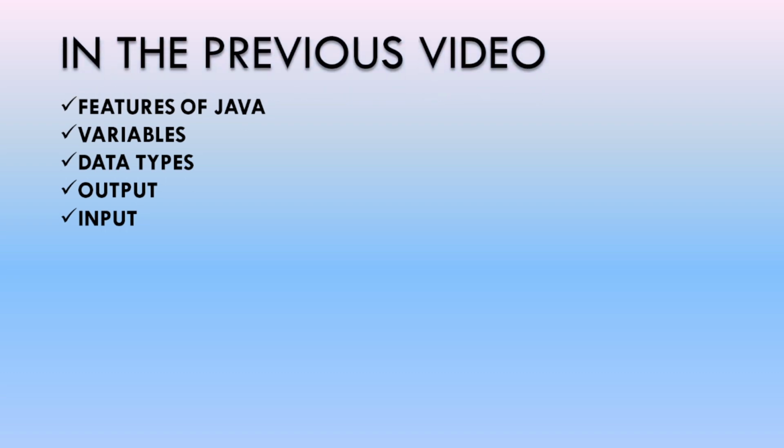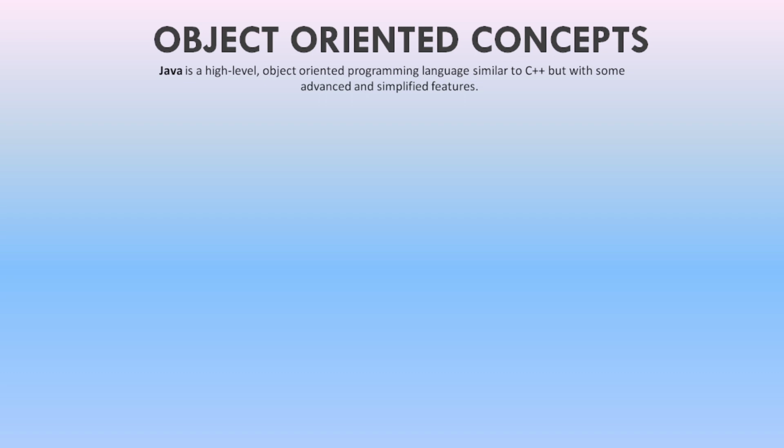In the previous video, we have seen the features of Java, the variables, data types, how to get the output, and how to give the input to our Java program. In today's video, we are going to see some of the concepts of this object-oriented programming language. Java is a high-level object-oriented programming language similar to C++, but with some advanced and simplified features.